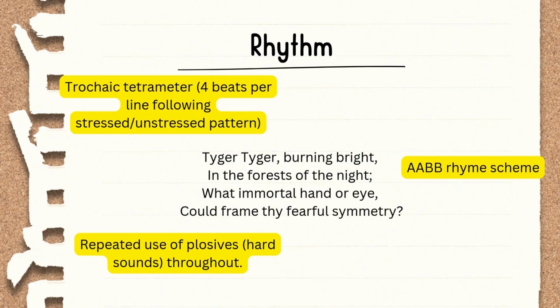It also has a very rigid rhyme scheme where it's just made up of rhyming couplets. Okay, so we've got this AABB rhyme scheme throughout. So we've got this sense of uniformity. And we also have a repeated use of plosives throughout. So a plosive is a hard sound like t, b, p. Okay, and we've got tiger, tiger, burning, bright. So all these things together create this real feeling of power and movement.